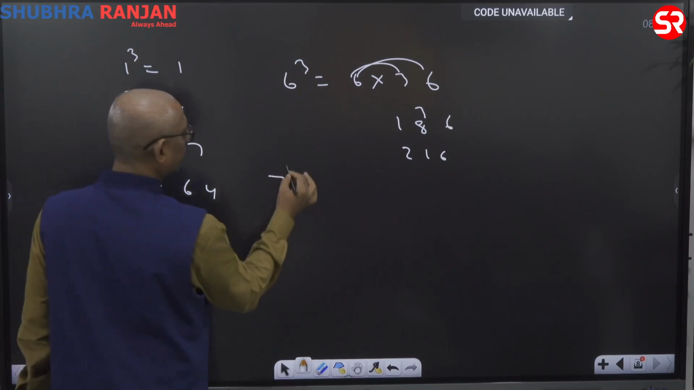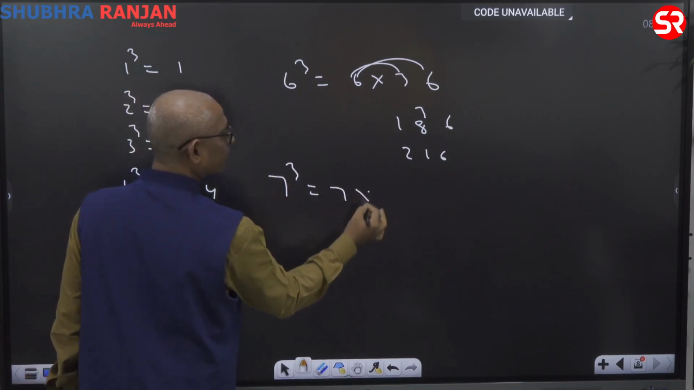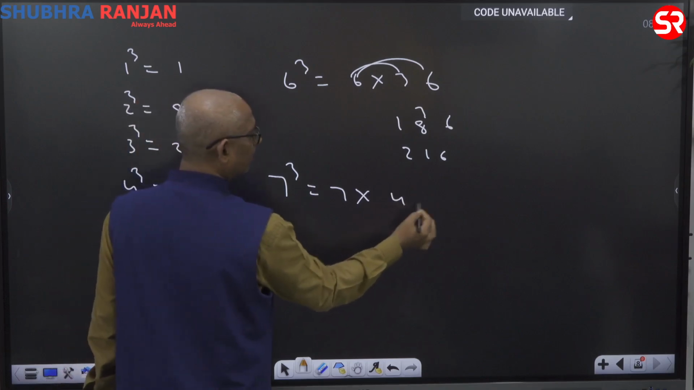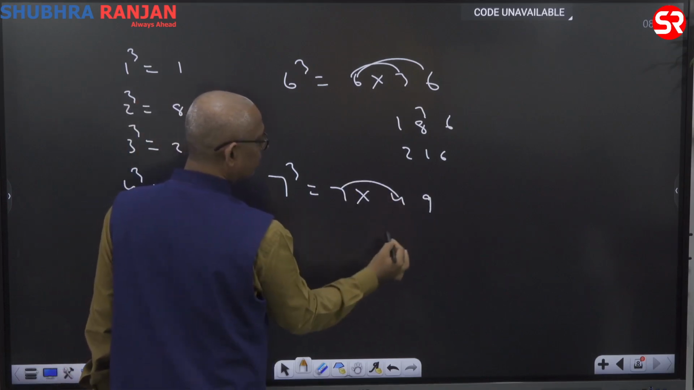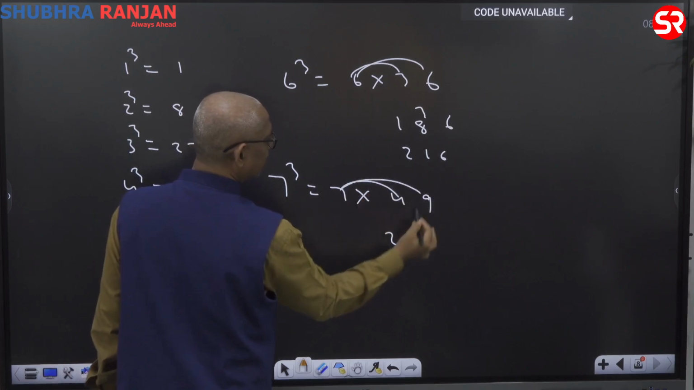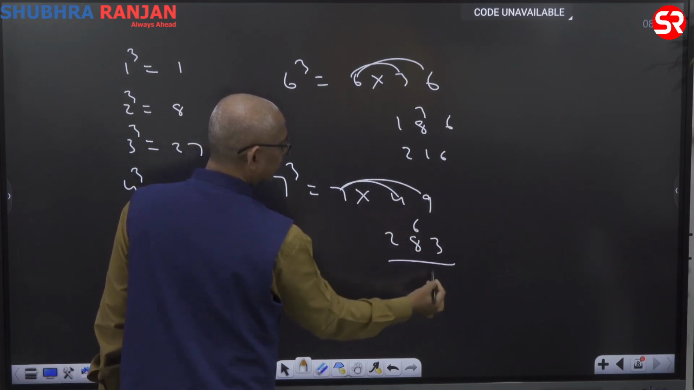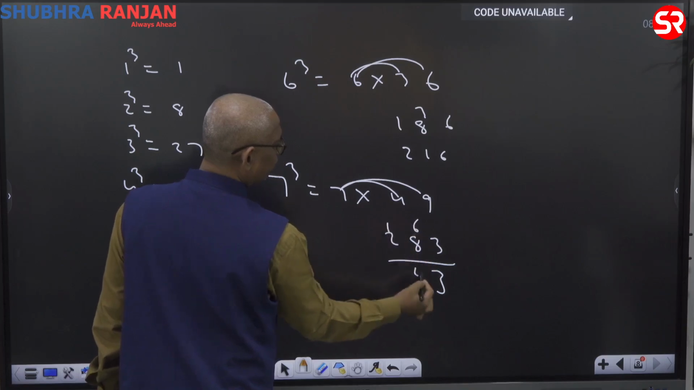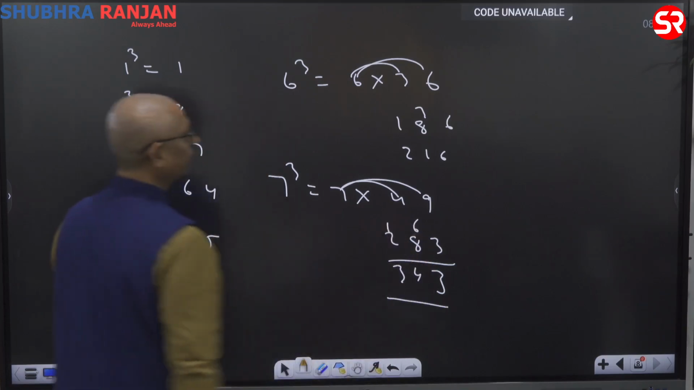Now 7 cubed. What is 7 square? 49. 7 fours, 28. 7 nines, 63. 6 8, 14. Answer: 343.